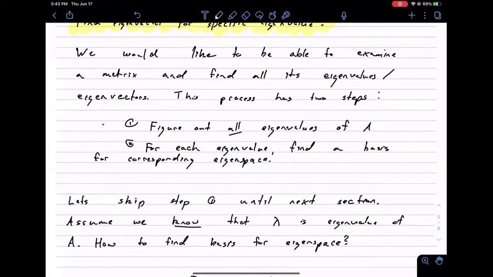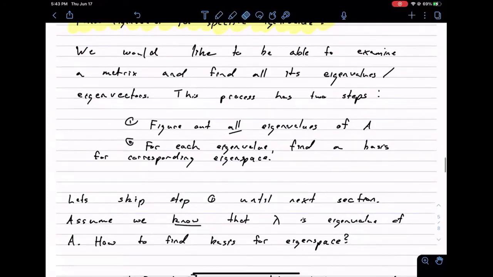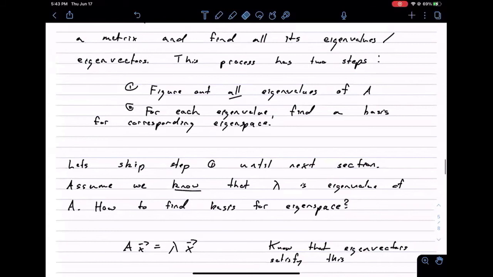Step one, it's not too hard, but for whatever reason, the book introduces it in the next section. So let's skip step one for a second, and let's see how we do step two. So, pretend we've done step one. Pretend we know all the eigenvalues of our matrix. I know the eigenvalues, but I don't know the eigenvectors. So now I want to find those eigenvectors.